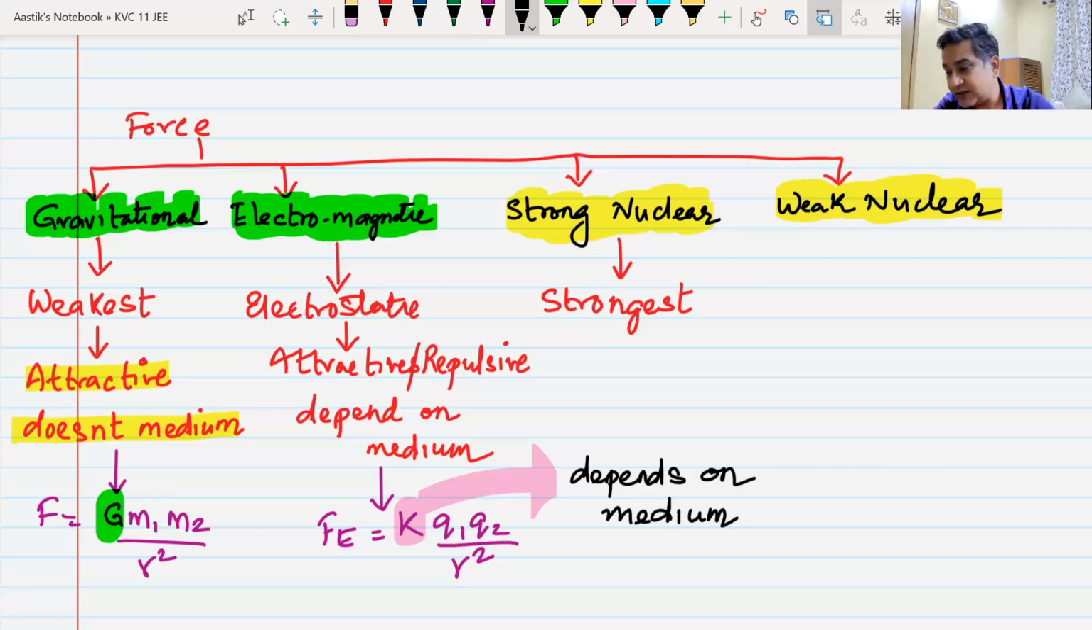If you put them in hydrogen, electrostatic force will be different. Do you understand this? Or just go on saying bye-bye. I'm going, don't worry about me.